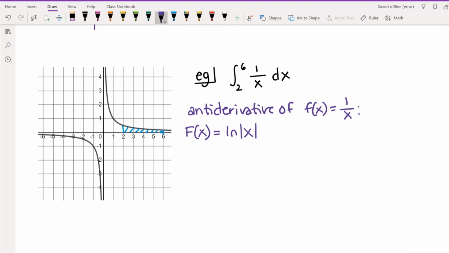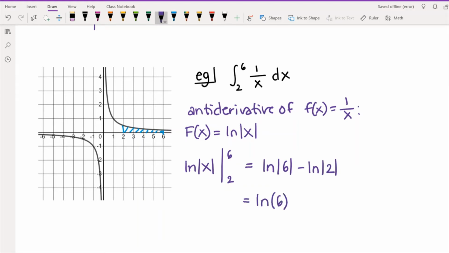So how are we going to find our area? We're going to do ln of absolute value of x evaluated at 6 and at 2. So that's going to be ln of absolute value of 6 minus ln of absolute value of 2, which is the same as just ln of 6. So that's why I said it doesn't really matter in this case. So that would be our exact answer.